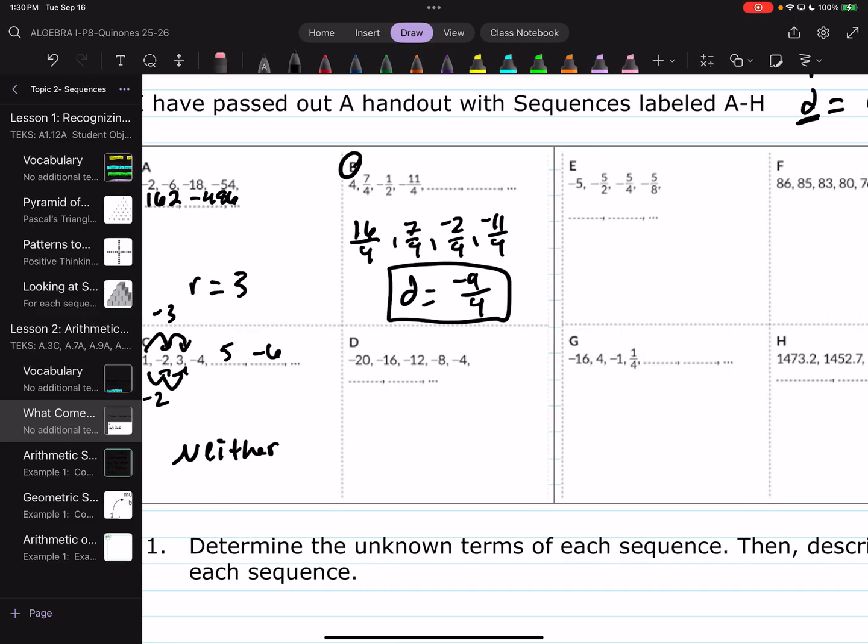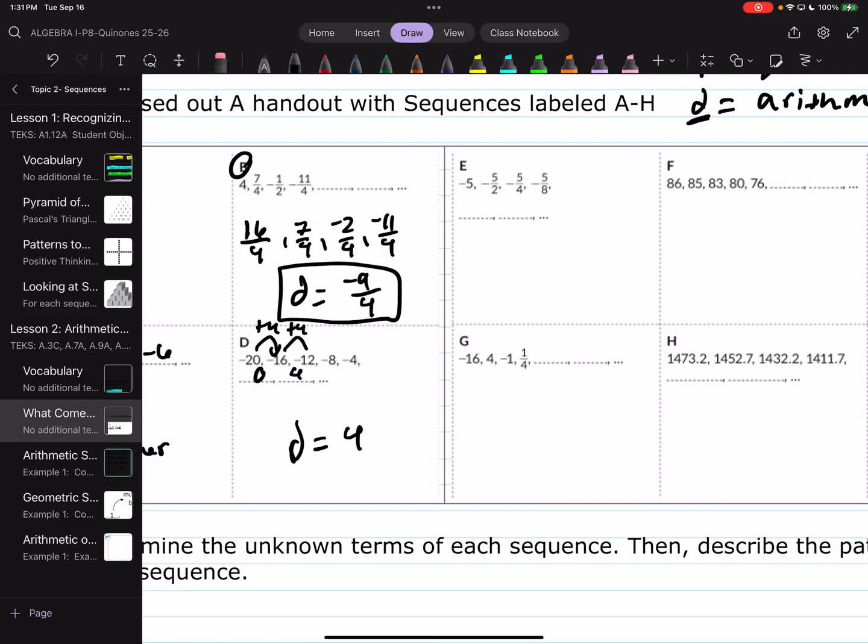Arithmetic or geometric? Arithmetic, whichever one you want to call it. That means there's going to be a common difference. What's my common difference for this sequence? It's positive 4. I am adding 4 every single time, right? Negative 20 plus 4 gives me negative 16. Negative 16 plus 4 gives me negative 12. And I keep adding the same thing. This means this is an arithmetic sequence. What are the next two values? 0, and then what's the next one? 4. Good.